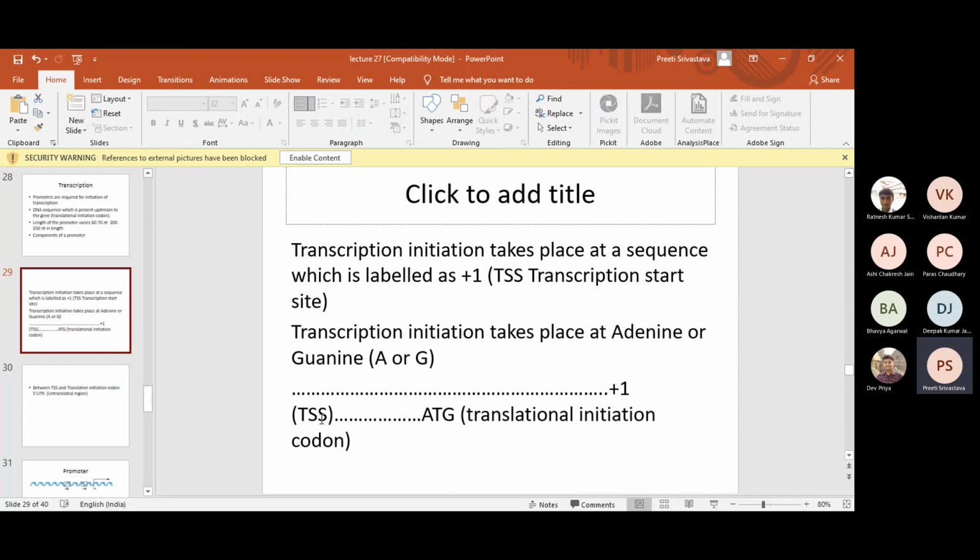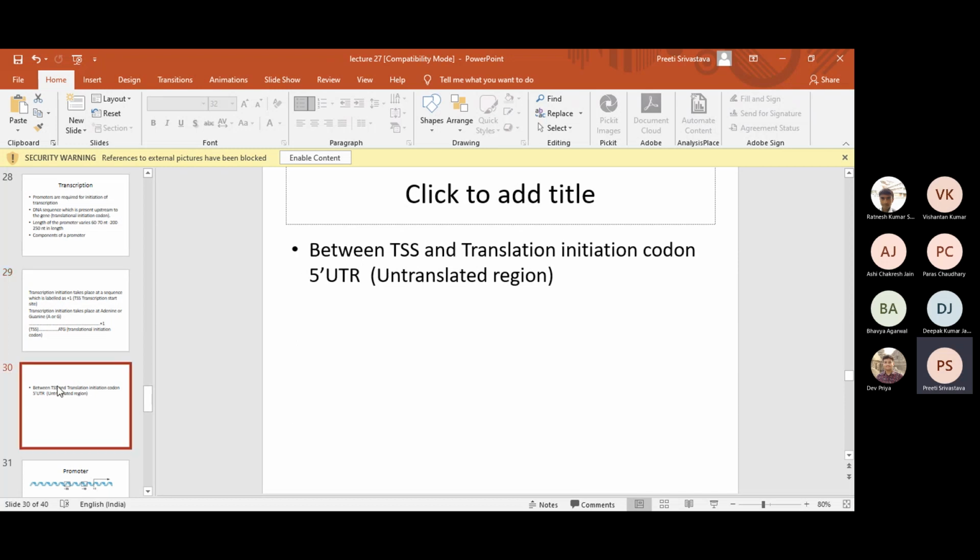is the transcription start site, right? So the RNA polymerase will make the RNA from +1, correct? So this region is transcribed. But ATG is the place from where protein synthesis will take place. The translation will initiate there. TSS is the place where transcription will initiate. So the region between TSS and the translational initiation codon is not translated but is transcribed, correct? That is why this region is called UTR, the untranslated region.